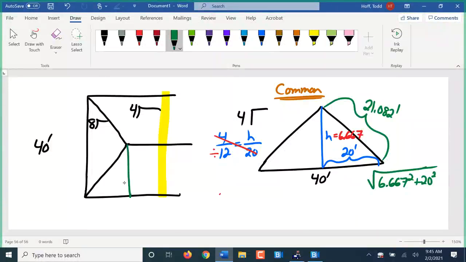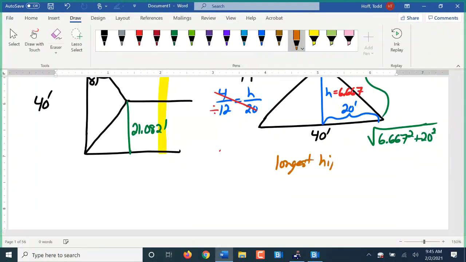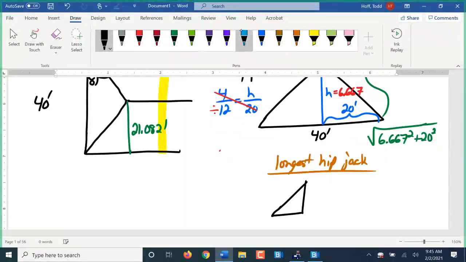So that's right here. We're going to need that later, but for right now, we're going to look at the longest jack. And I'm going to say hip jack because it is on the hip side. So what we're looking at on our main diagram is actually this rafter right here, and we're looking at it from the side. You know, the height of that is the same as the height of our common, 6.667 feet. And we know the slope is an 8/12 slope.